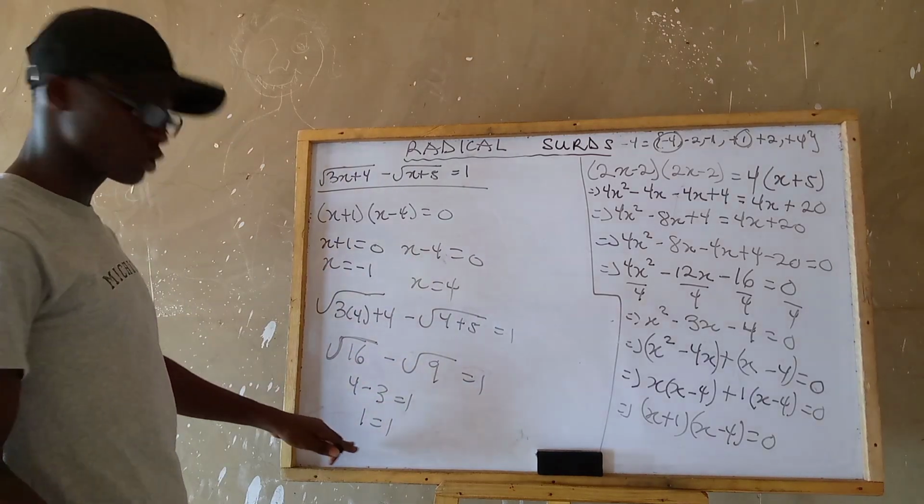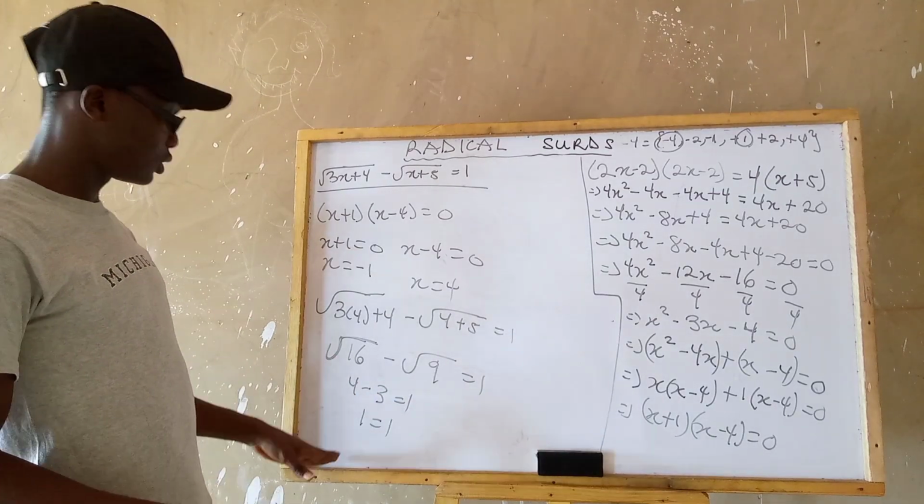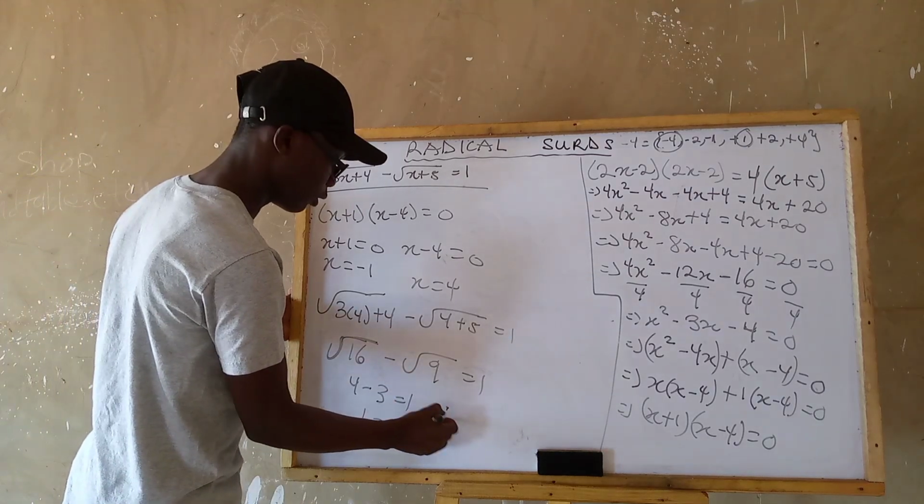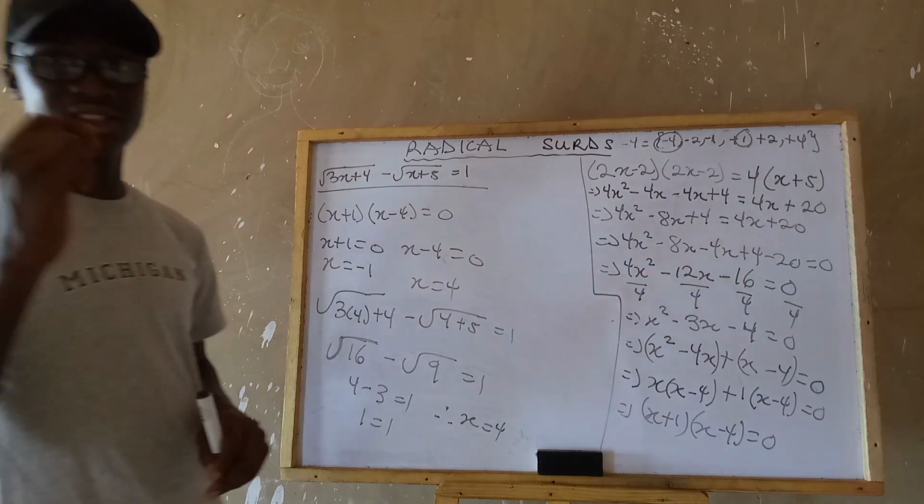So since 4 minus 3 is equal to 1, then you can say that x is equal to 4. Therefore, x is equal to 4, since 4 satisfies the equation.